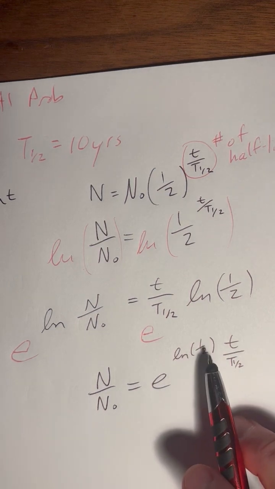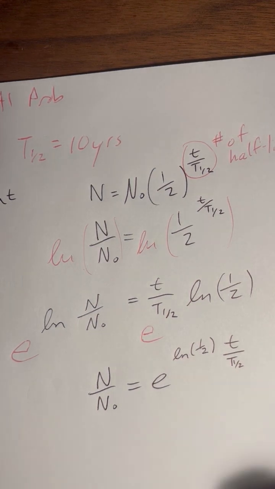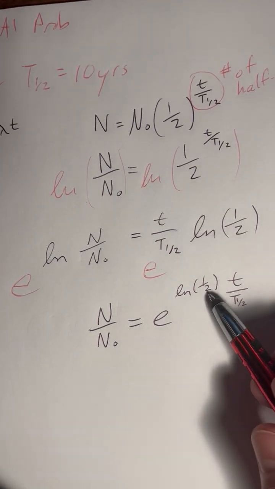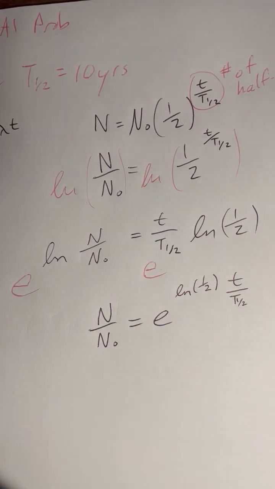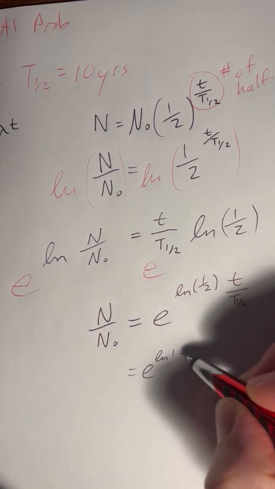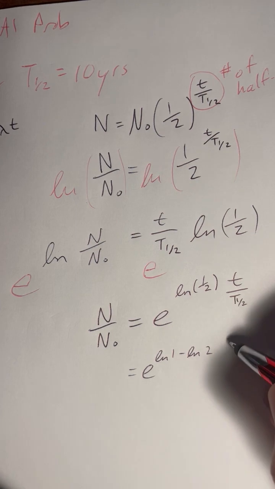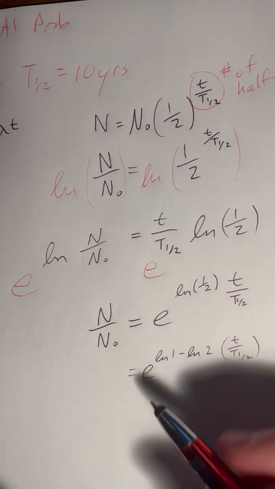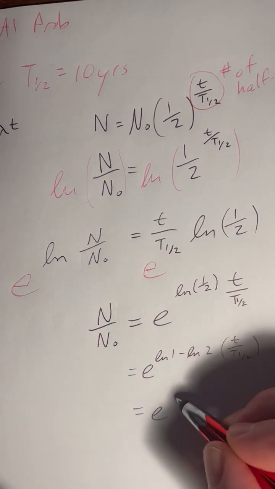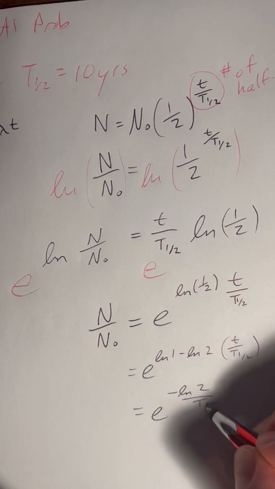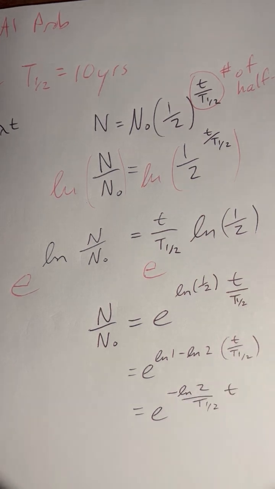Now the ln of 1/2 is the ln of 1 minus the ln of 2, right? Should I write that out? I should just write that out. This is the ln of 1 minus the ln of 2 times this stuff over here, okay? The ln of 1 is 0. So this is e to the negative ln of 2 over half-life times t.